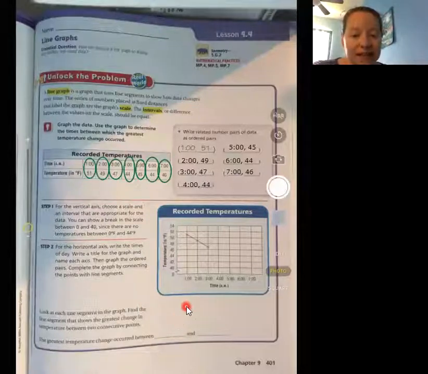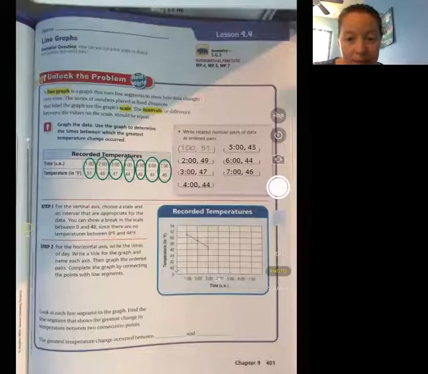For the horizontal axis, write the times of day. Write a title for the graph and name each axis. So this is the times and this is the temperature. Then graph the ordered pairs. Complete the graph by connecting the points with line segments. So let's put in our ordered pairs.